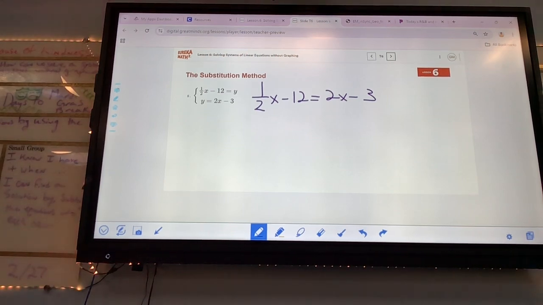Okay, so now what are you going to do if I'm trying to get x by itself? I've got 2 x's on this side, so I have to do what?